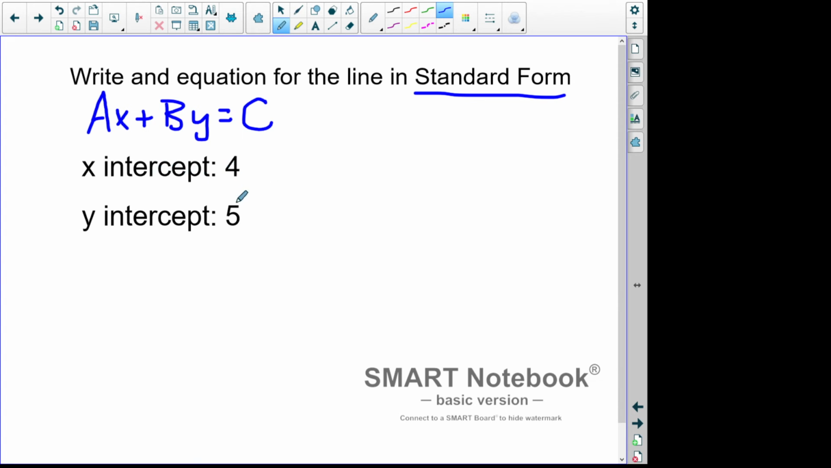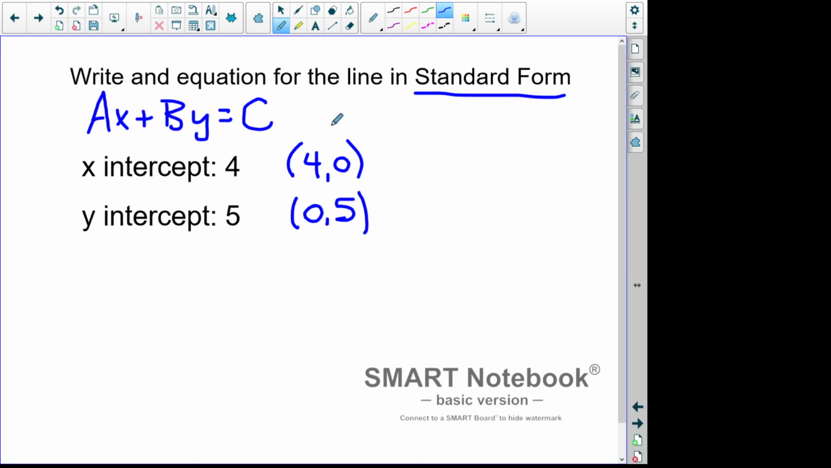So they give us an x-intercept, they give us a y-intercept. These are actually 2 points. So I'm going to list this. Remember that the x-intercept is where it crosses the x-axis. That's at the point 4, 0. So the x-intercept at 4 is the coordinate 4, 0, and the y-intercept of 5 is where it crosses the y-axis. That is the point 0, 5. So we actually have 2 points here, even though they give them to us in a little different format.